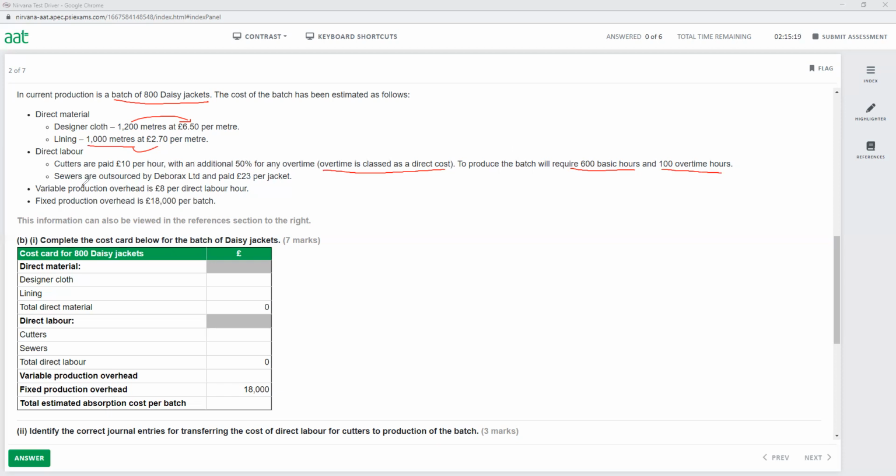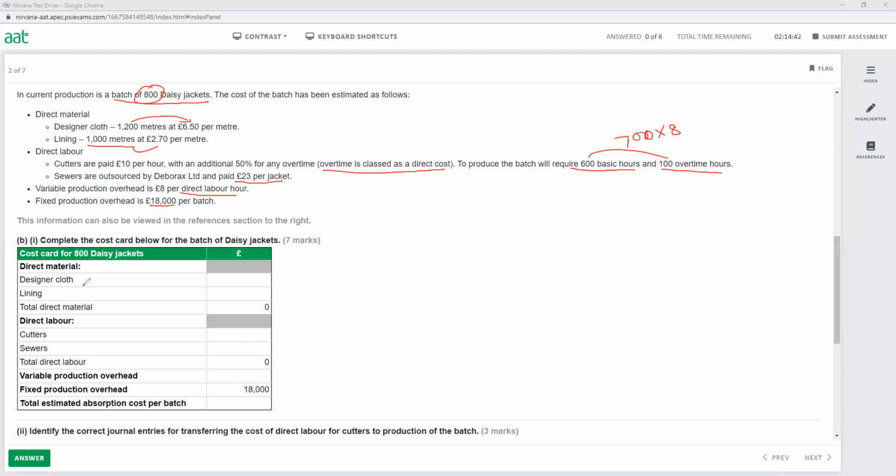Then you have sewing, outsourced to Deborah's Limited and paid £23 per jacket. So per jacket, we have 800 jackets. Need to multiply by 23 to find out how much the sewing cost is. Variable production overhead £8 per direct labor hour. So we have 700 hours, 600 plus 100, 700 hours. And they said 8 per direct labor hour. So we need to multiply by 8 to find out how much the variable overhead is. Fixed overhead is fixed anyway. So let's try to do it.